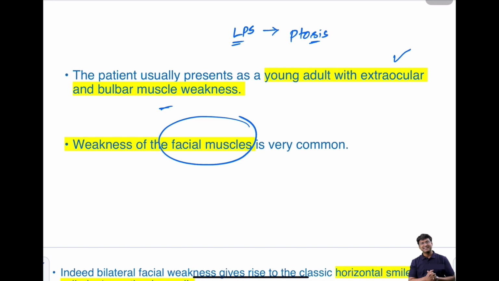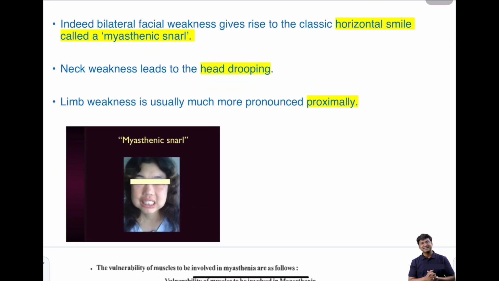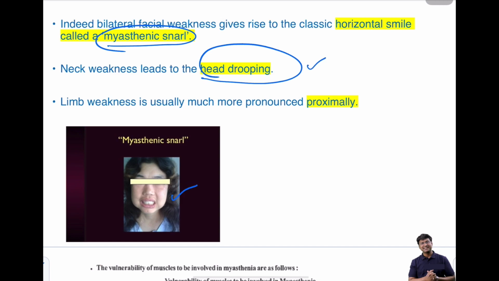Now, because of the weakness of the facial muscles, whenever these patients try to smile, they will have an abnormal smile, and that is what is called the myasthenic snarl. Why? Because there is unequal contraction of the facial muscles that will result in abnormality within the face. There will even be weakness of flexors and extensors of the neck, because of which the individual will also have dropping of the head. And coming to the muscles of the limb, proximal muscles are more commonly affected than distal muscles.